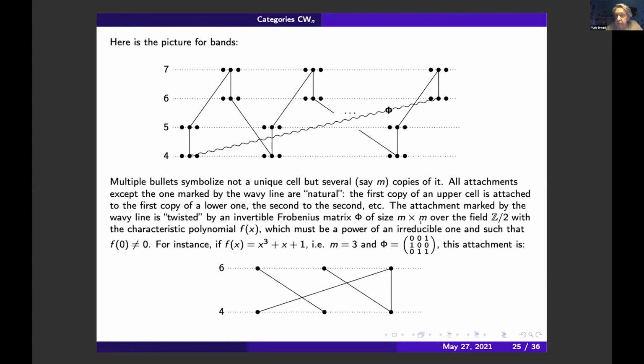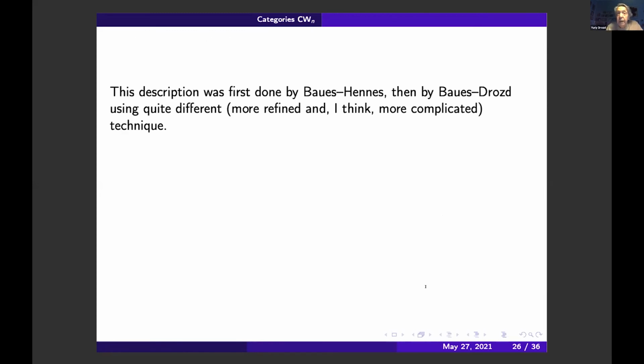For instance, if we have this Frobenius matrix, then this attachment is given like this: the first cell to the second to the third, and the third to the union of first and third. Okay. This description was done by Howes and Hennes, then by Baus and myself, but it was using quite different and more refined technique.